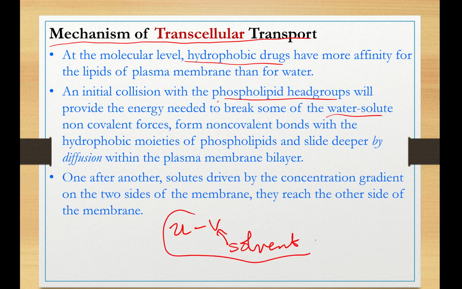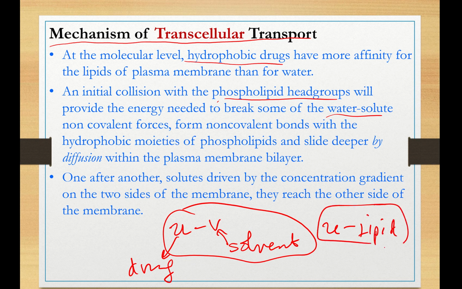So now we have the solute, the drug, let's say, right? And now I have drug and lipid, let's say, so I'm just going to write lipid here. This interaction must be stronger than the interaction of the drug with the water. So here is water. And because it's stronger, it provides the energy to interact with phospholipid, make some bonds, and then slowly slide deeper by diffusion within the plasma membrane bilayer.